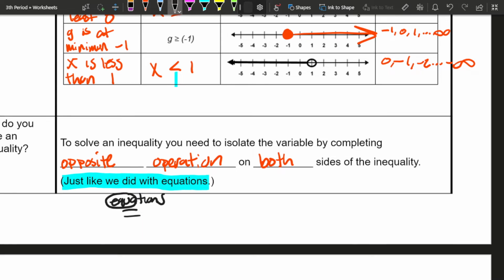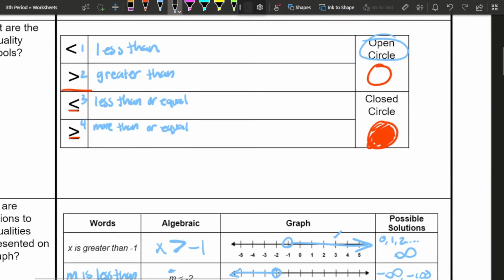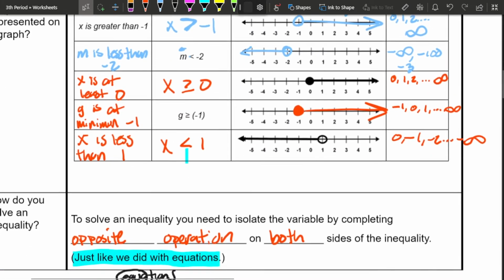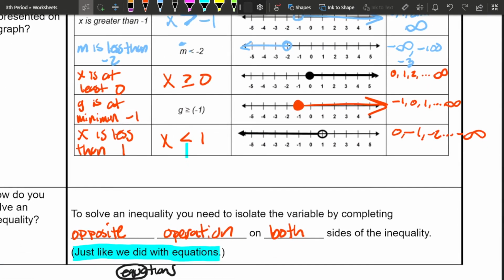Equal, right? For inequalities, we're going to use the signs that we just talked about. But the process to solve them is going to be the exact same way. So we're going to solve them the exact same way except for one rule. We only have one rule, and we're going to go over that rule in a little bit.